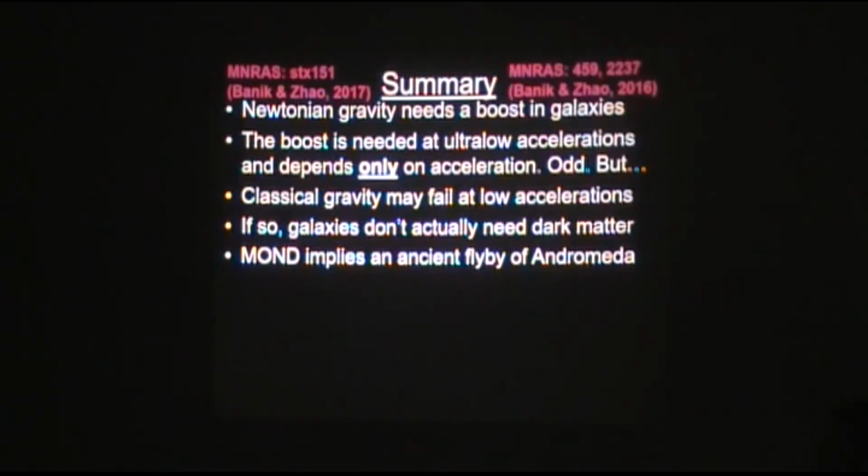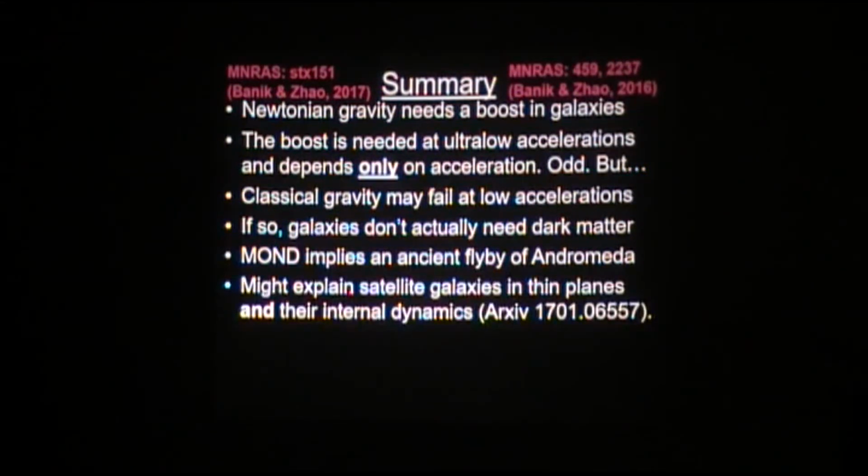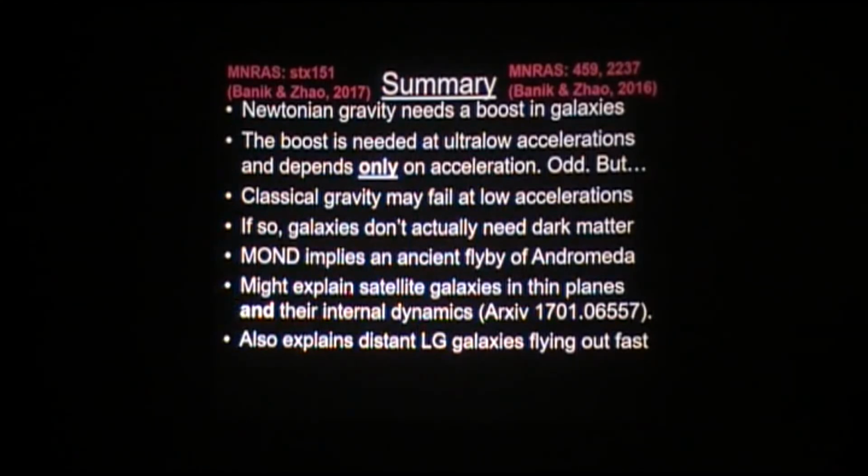If you focus on the local group a bit more, this theory, where galaxies don't have dark matter and gravity is modified, would imply an ancient flyby of Andromeda, because Andromeda is on an almost radial orbit with respect to the Milky Way. That's the key observation based on Hubble. If that happened, you might explain satellite galaxies lying in thin planes as remnants from this interaction, and also the internal dynamics. It might also even explain why some distant local group galaxies are flying out at high speeds. So that's what we were showing in this recently submitted work.